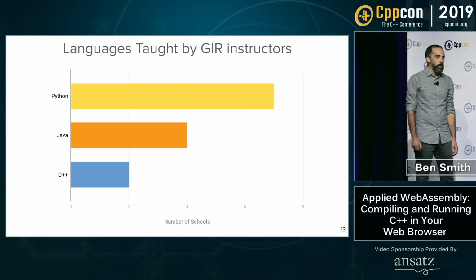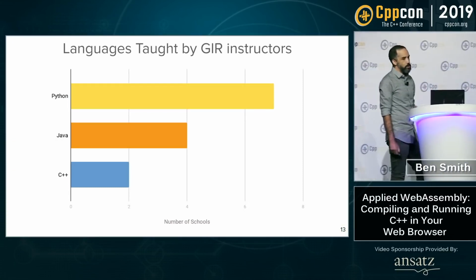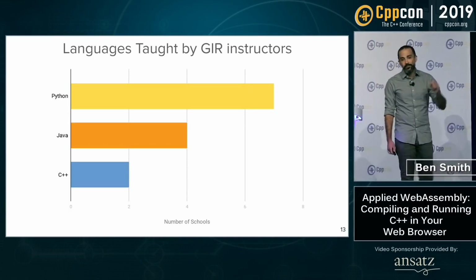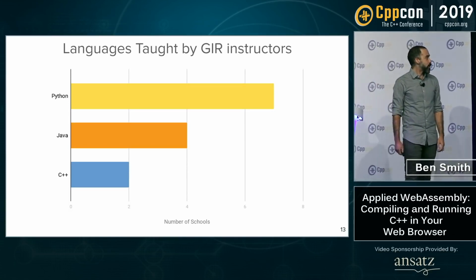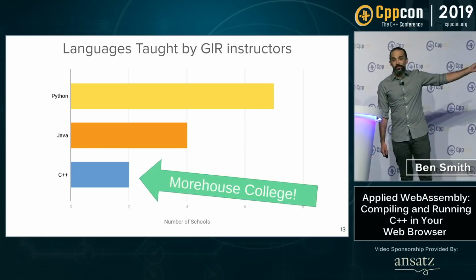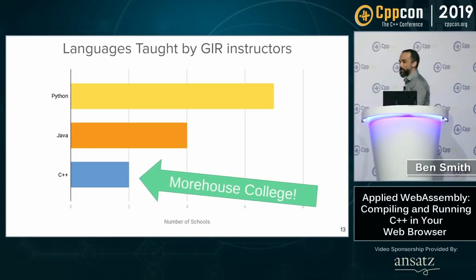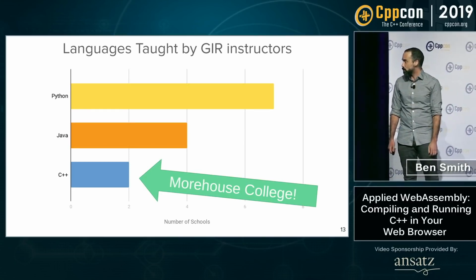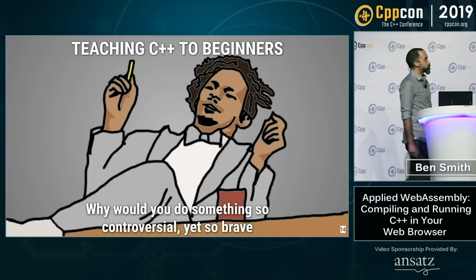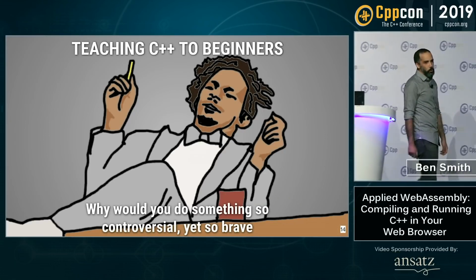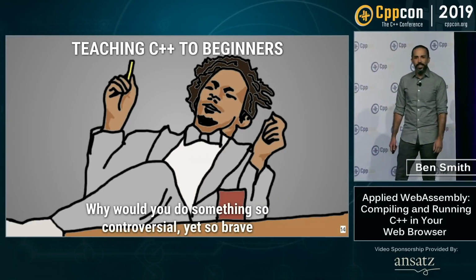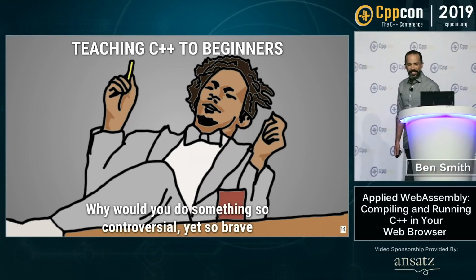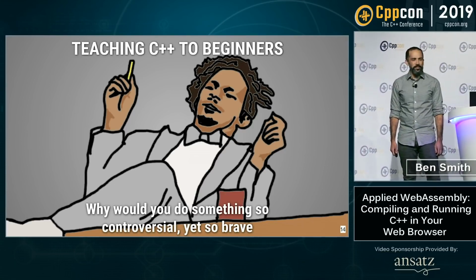So it turns out that the language taught by the GIR instructors, my fellow colleagues, is primarily Python. Maybe not super surprising. Morehouse actually is one of the schools that teaches C++. I know it's hard to imagine, but yeah, just one of the 2 schools teaches C++. And so when I told my colleagues about this, they kind of said this to me. Really? C++? Are you going to teach undefined behavior?